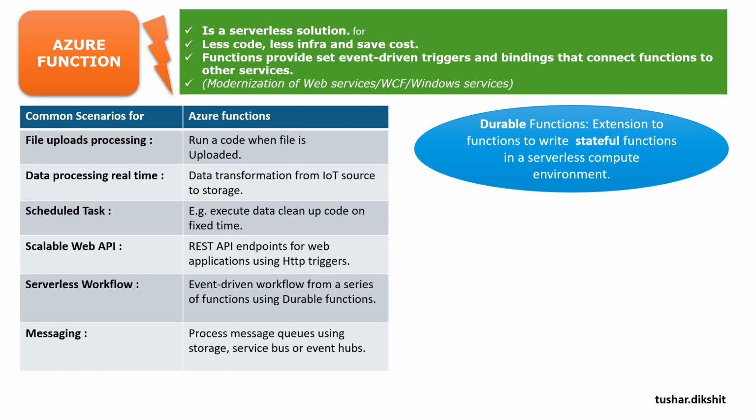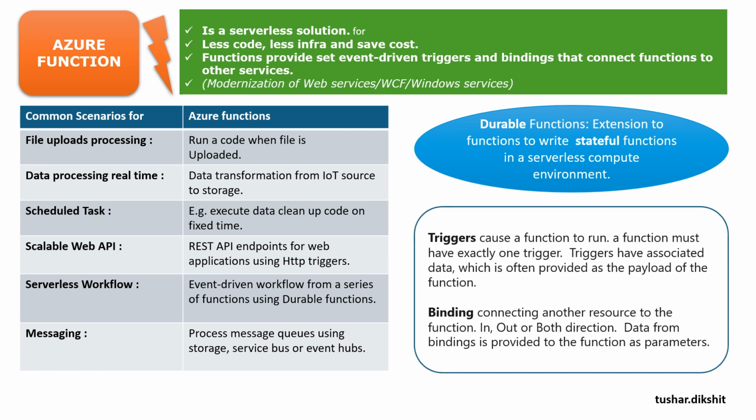So what are triggers and bindings? As I mentioned, an Azure Function is something like a WCF service or a serverless computing unit that could run on its own. A trigger is something that causes a function to run or execute. A function must have exactly one trigger, and triggers have associated data, which is often provided as the payload of the function.